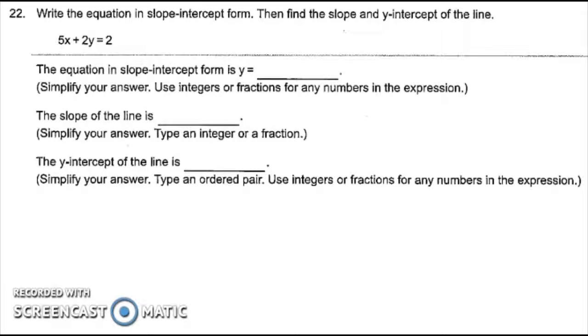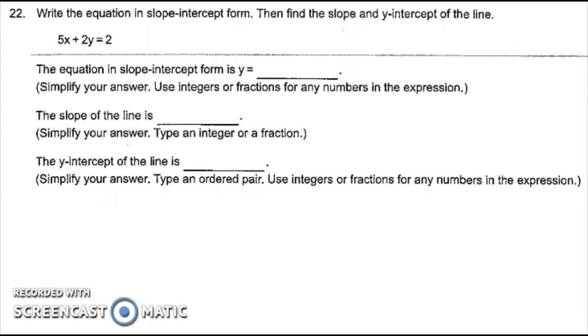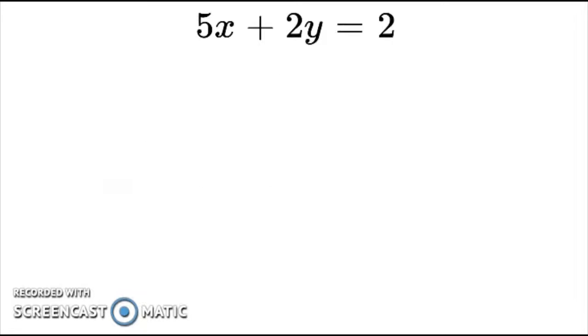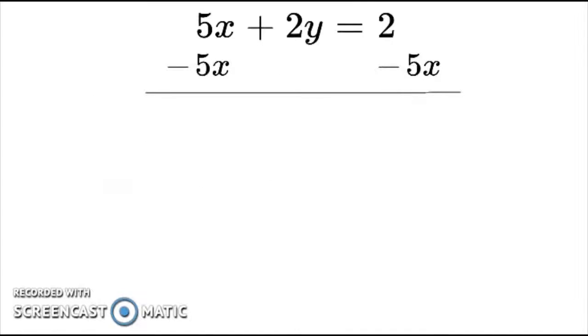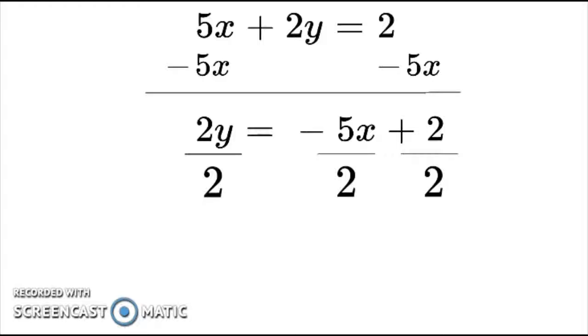Number 22. Write the equation in slope-intercept form, then find the slope and y-intercept of the line. So writing the equation in slope-intercept form requires me to solve for y. So I'm going to do that. I'm going to subtract 5x from both sides. I'll get 2y equals negative 5x plus 2. Then I'm going to divide everything by 2, and I'll get y equals negative 5x plus 1.